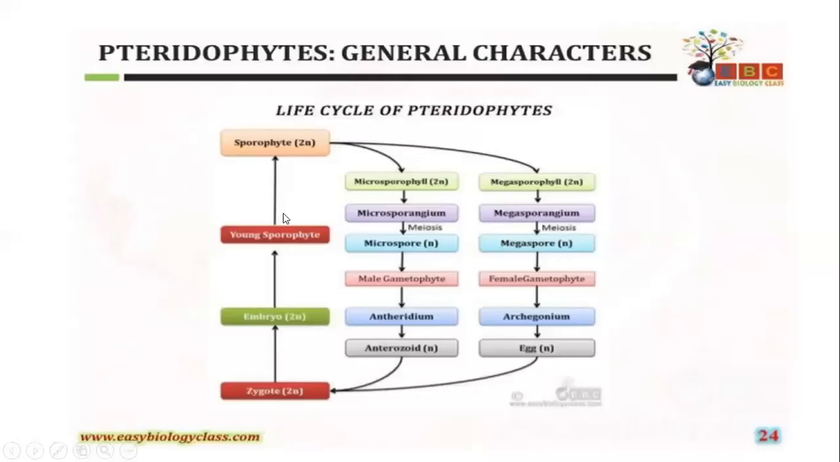So these are the general characters of the pteridophytic plants, the common characters you come across in all the type studies.